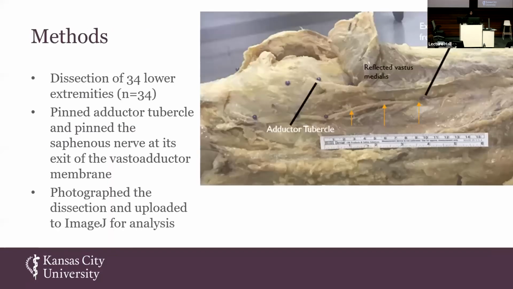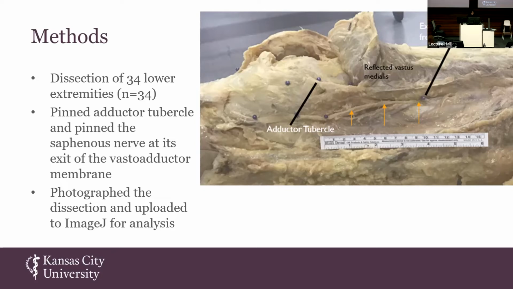Moving into our methods. In this study, we used 18 formalin-embalmed cadavers from the KCU gift donor program, which yielded 34 lower extremities. We found and pinned the adductor tubercle using a medial parapatellar approach, then carefully dissected and traced the saphenous nerve through an incision running from the anterior superior iliac spine all the way down to the tibial tuberosity. The saphenous nerve was then pinned as it exited the vastoadductor membrane.